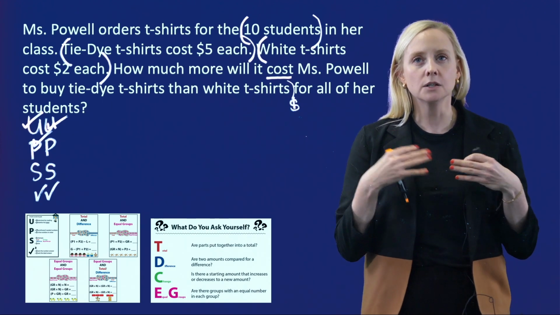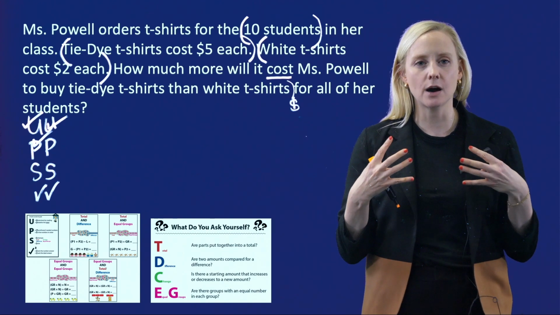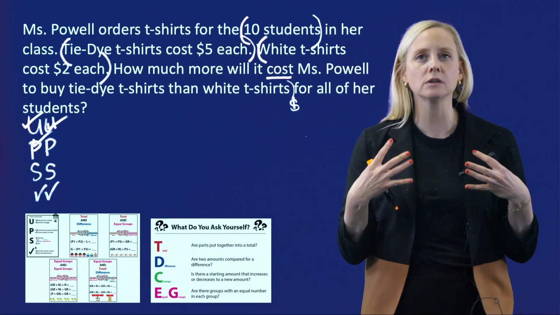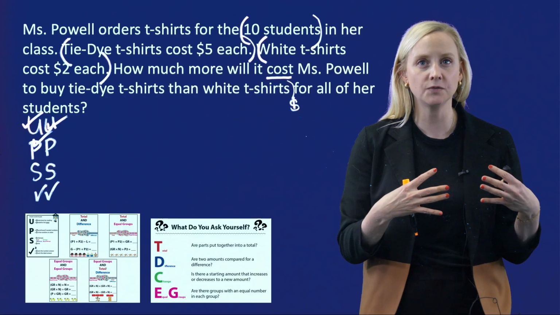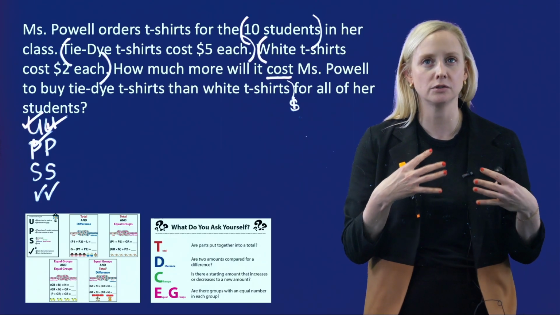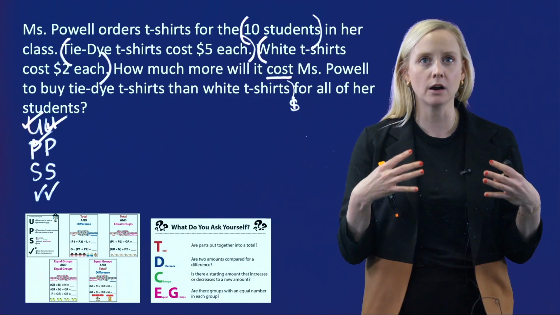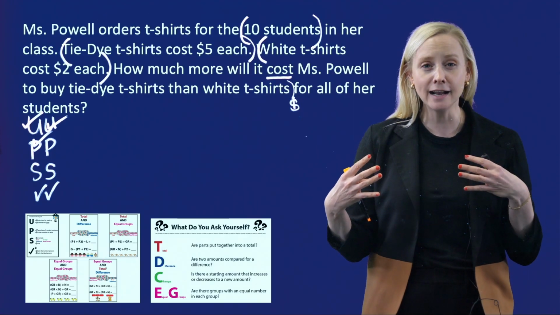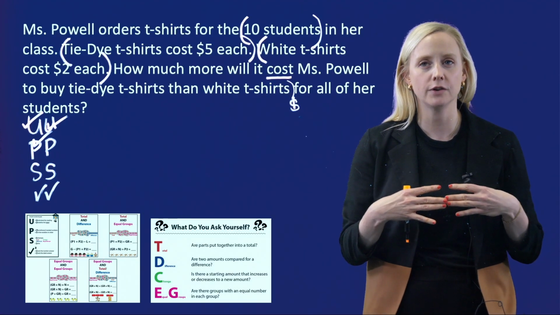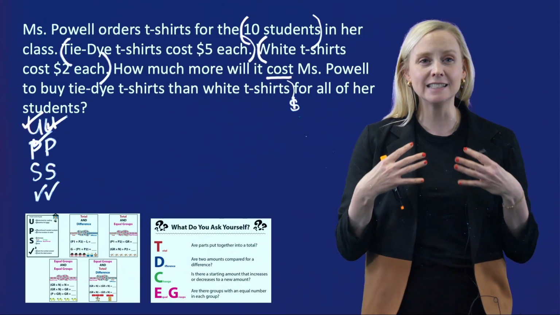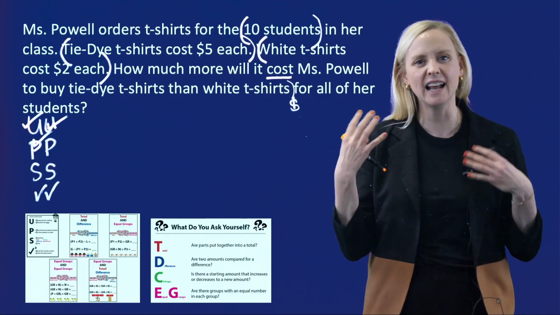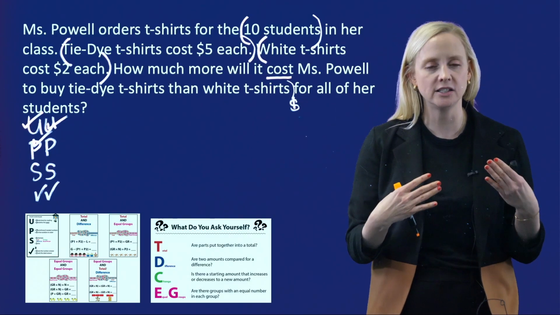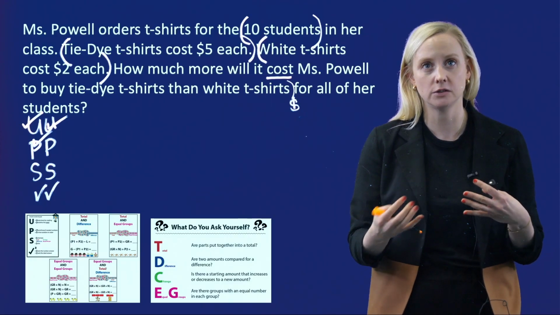So here, let's read it to kind of figure out what's going on. It says, Miss Powell orders those t-shirts for the 10 students in her class. Tie-dye t-shirts cost $5 each and white t-shirts cost $2 each. How much more will it cost Miss Powell to buy tie-dye t-shirts than white t-shirts for all of her students? So here I need to figure out how much the tie-dye t-shirts will cost for all 10 students, and I need to figure out how much the white t-shirts will cost for all 10 of her students.